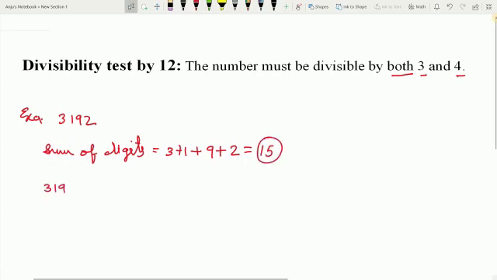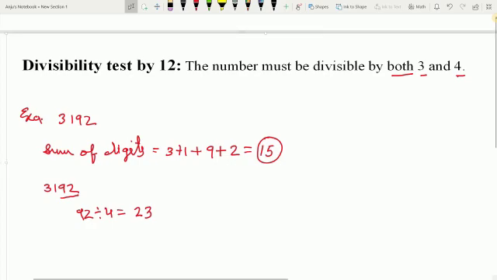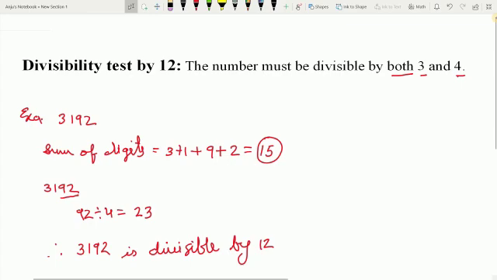Now let us check the same number by 4, and to check divisibility by 4, we divide the last 2 digits by 4, and if it is exactly divisible by 4 then that number will also be divisible by 4. So let us divide 92 by 4, and the answer is 4 twos are 8, 4 threes are 12, and the number 3192 is divisible by 4 also. This number 3192 is exactly divisible by 3 and also by 4. Therefore we can say 3192 is divisible by 12.